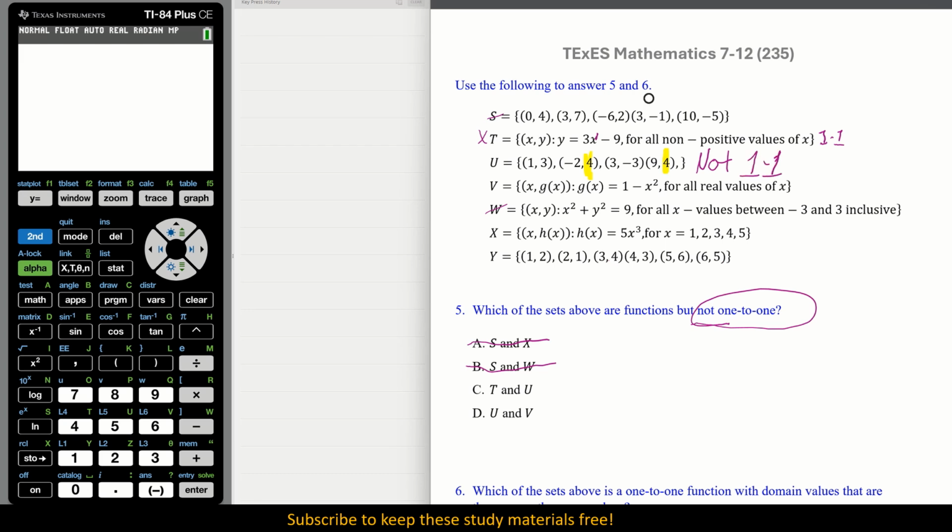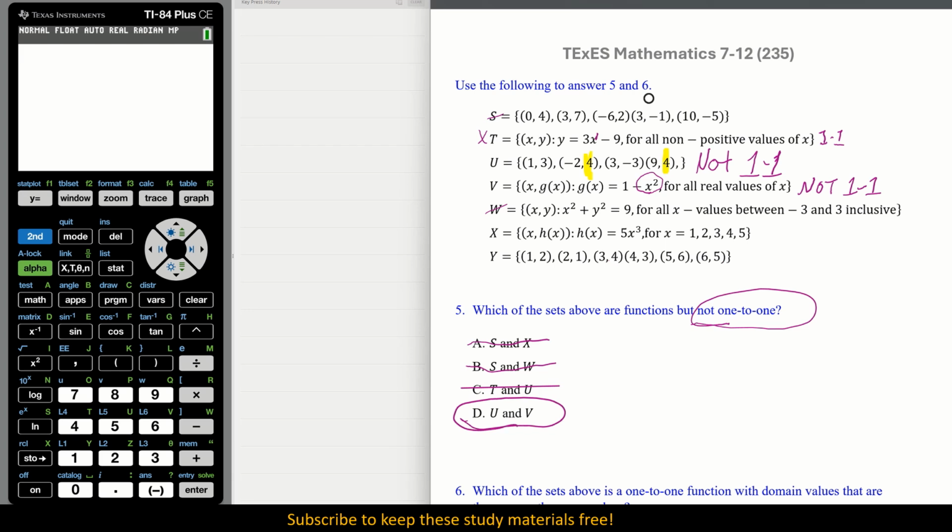Okay, so that one works, but look at option C. We can't use C because T is one-to-one. It's not what we're looking for. Okay, so in U, that works, but let's look at V. Does V work? Well, that is an even function. Notice that that's even. Therefore, it is not one-to-one, so it satisfies our question. I'm going to put here not one-to-one, so it's option D.